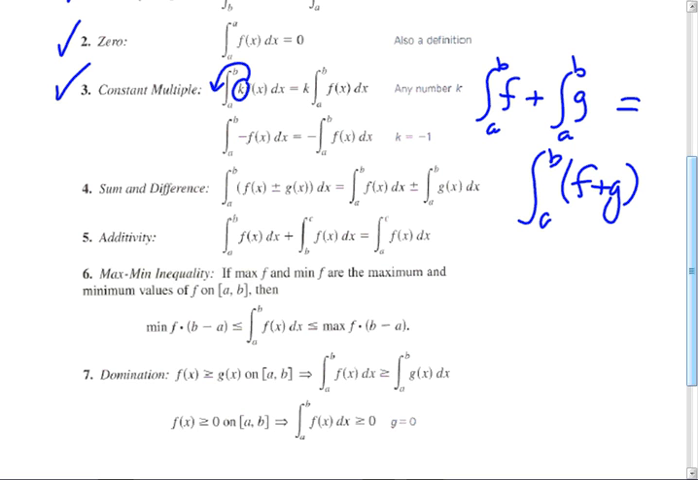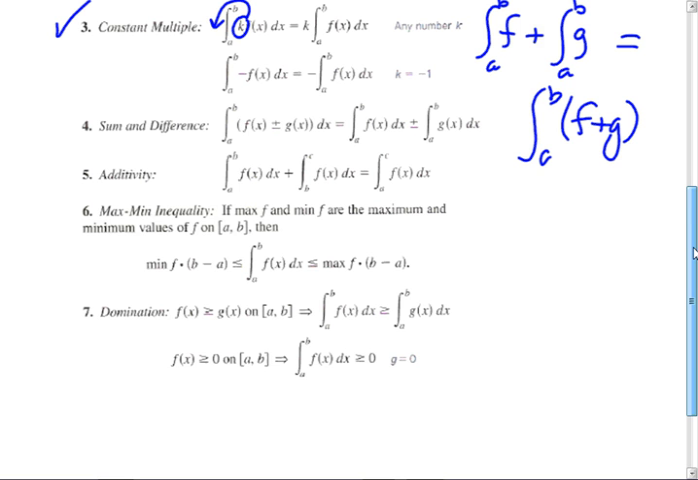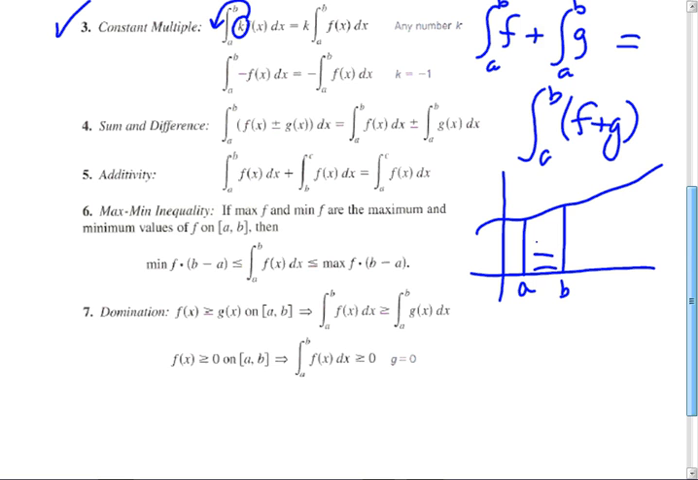Now, the additivity, because we can just distribute integrals. And you can't distribute everything all the time, but I can with integrals. This is saying if I have the area from a to b under f of x, there's a to b, so I have this area, and then I have the area from b to c, couldn't I just find the area from a to c?